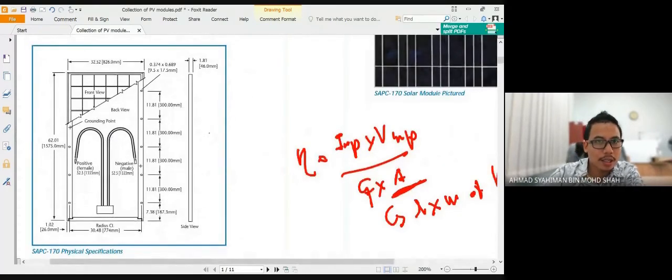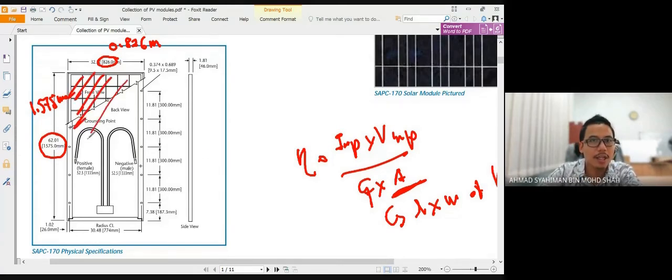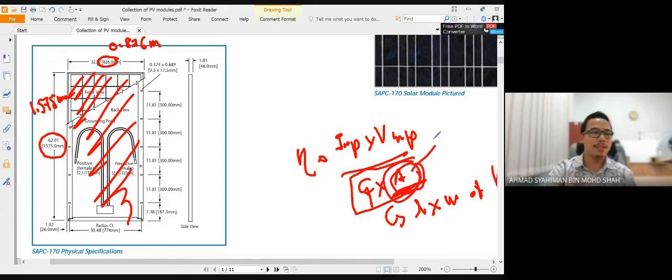So yang ni, ini adalah width dia. Okay, ini contohnya 0.826 meter. Lepas tu ini adalah length, 1.575 meter. Okay. So ini adalah area. Ini adalah area yang dimaksudkan oleh equation ni. Macam mana nak cari area daripada soalan modul punya size dimension. Okay. Dimension.